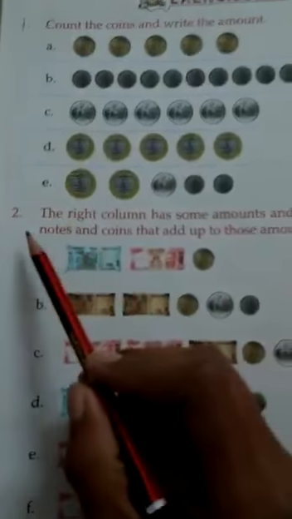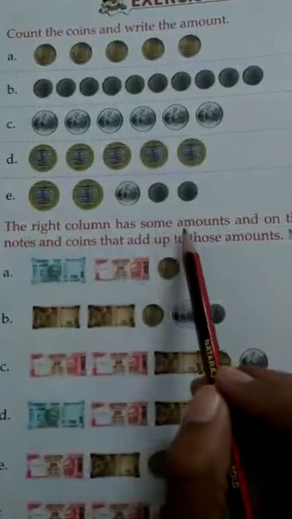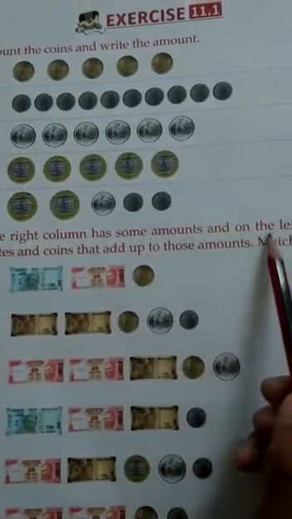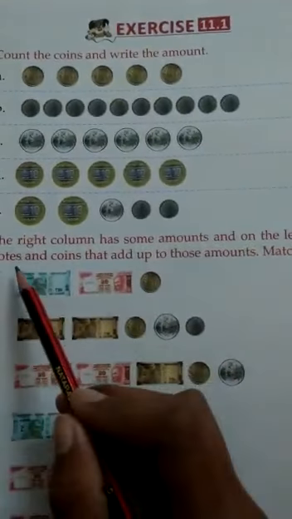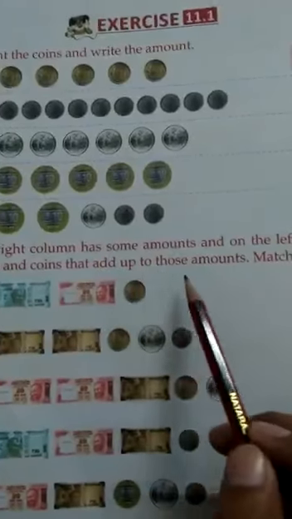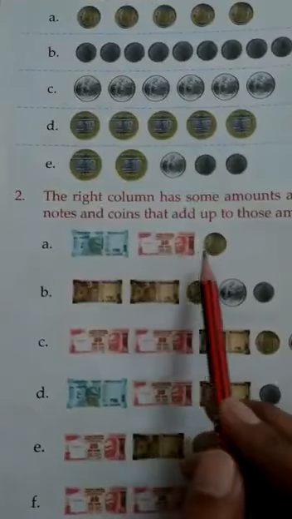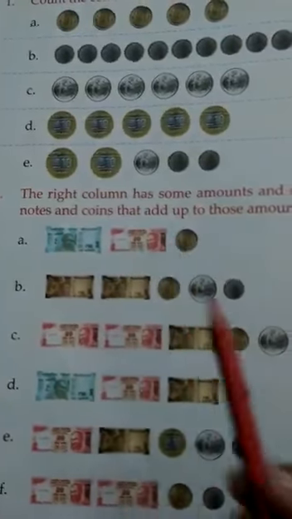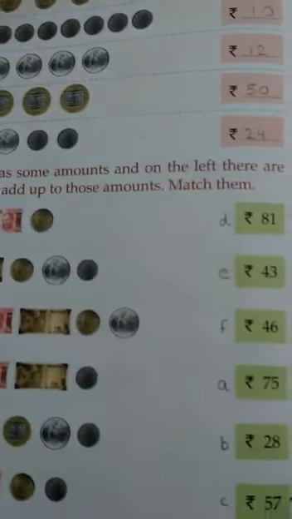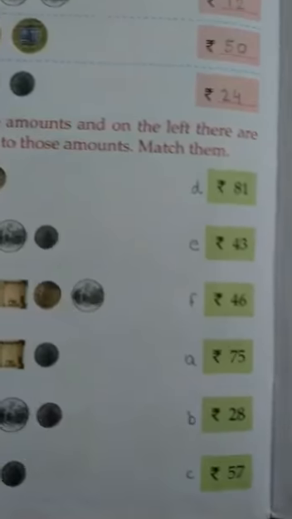Now come to question number 2. The right column has some amounts. On the left, there are notes and coins that add up to those amounts and match them. Here we have notes and here we have the amount written. We will add these notes and whichever amount we get, we have to match with the amount written this side.